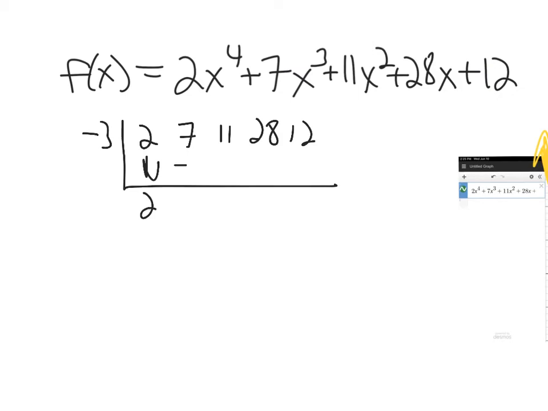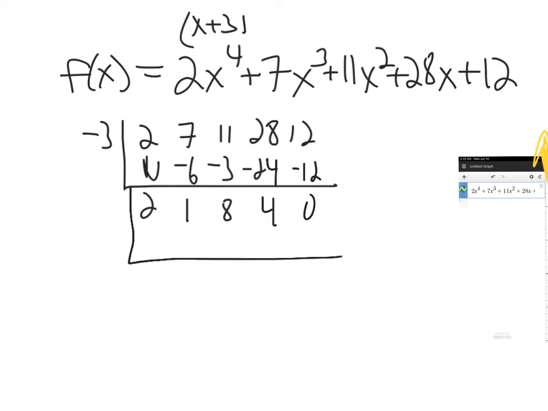So 2, that gives me negative 6, which is 1, which is negative 3, which is what, 8. 8 times negative 3 is negative 24. That gives me 4. We multiply and we get negative 12, which is 0. We knew that. So I know I've got an x plus 3 factor. And now let's take care of the negative 1/2.